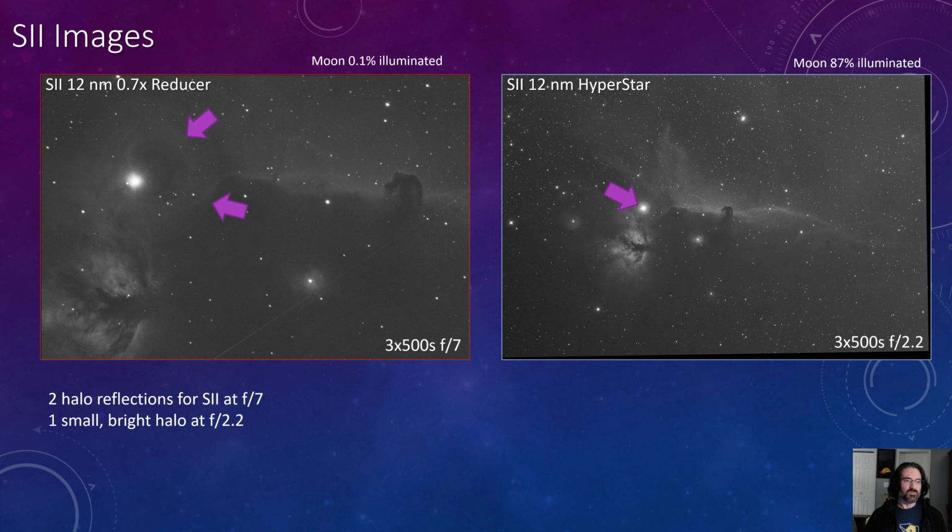When we look at the Sulfur 2 images, I only have the 12 nanometer version of this particular filter, and in both cases we can see for the 0.7 reducer there is some form of reflections, and with the HyperStar there's also something going on with the star Alnitak.